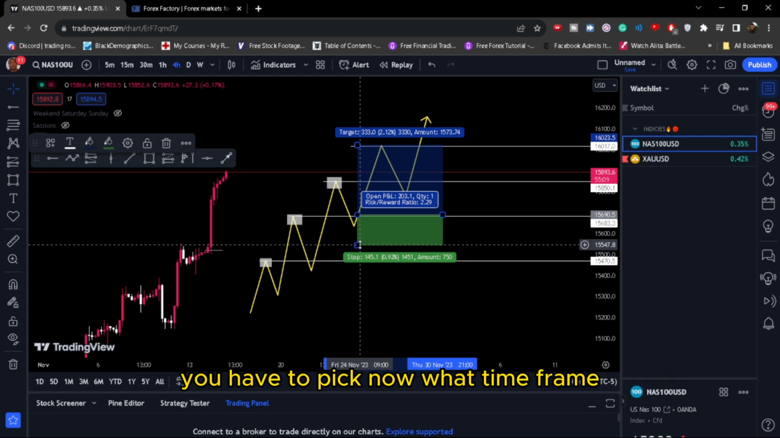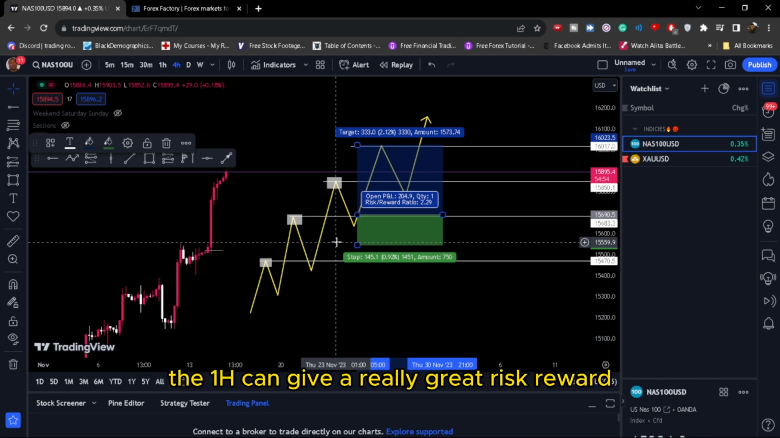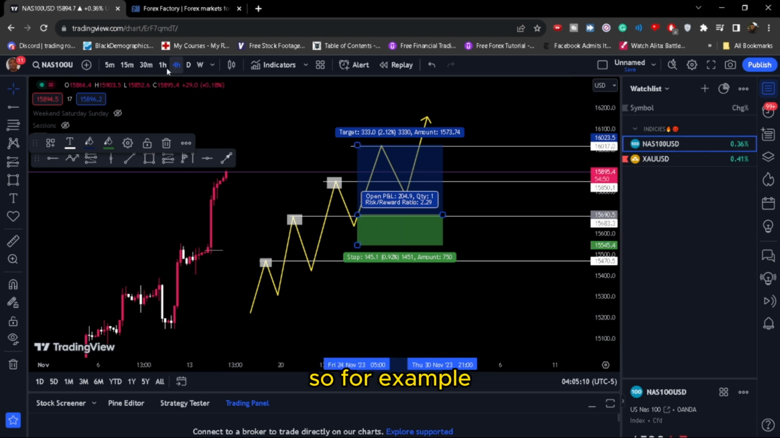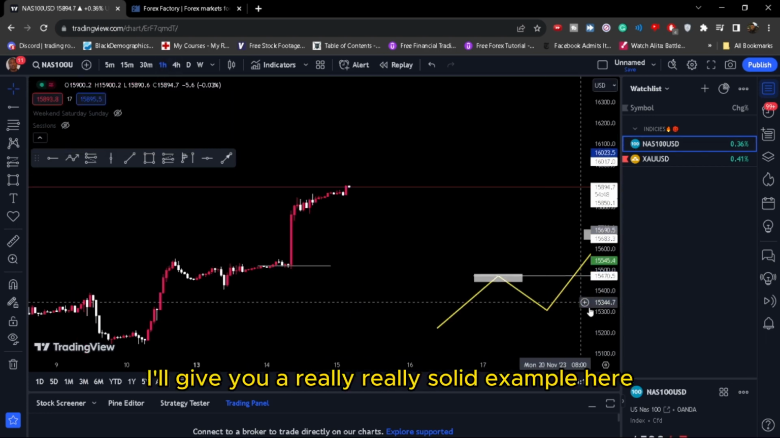You have to pick what time frame you're going to use as market structure, because every time frame has different lows that will be broken for that time frame to be considered a break of structure or a change of trend. In my case, I usually use the 5 minutes or the 15 minutes, but sometimes the 1 hour can give a really great risk to reward where the low was pretty close. So for example, I'll give you a really solid example here.